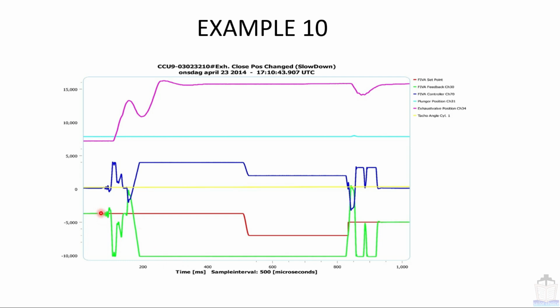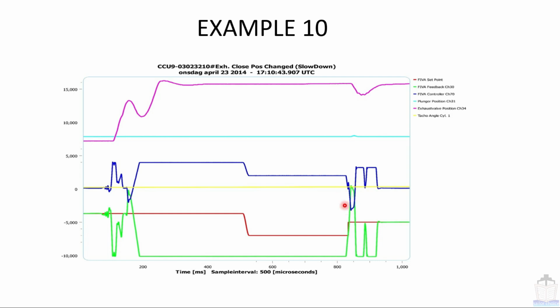You can see up to here this channel 30 was perfectly following FIBA set point, but all of a sudden it started jumping, and when you can see it is going down, the FIBA controller channel 70 is trying to pull it up so that it can match with this FIBA set point. It's trying hard and hard, but everything is gone in vain.